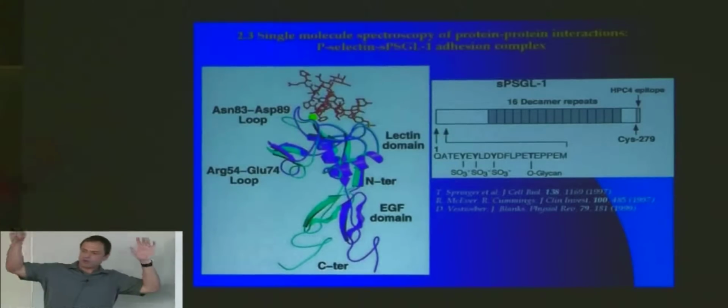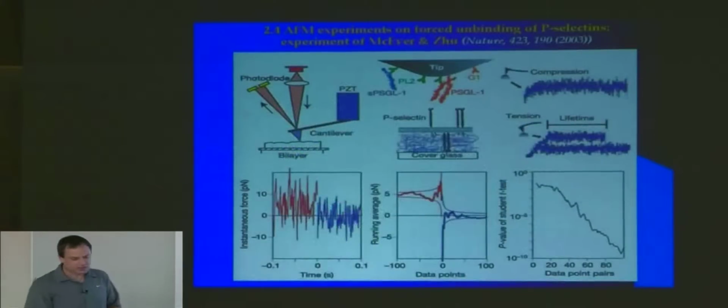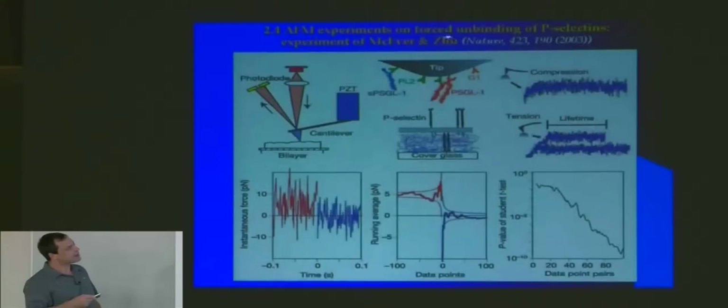So shear threshold, all these rolling cells on the cardiovascular surface, everything has been reduced just to 2 pairs of interacting molecules in order to find out the molecular origin of the shear threshold effect or catch-slip dynamics, unbinding dynamics. So this was the experiment published in Nature in 2003, in which McEver and Zhu, these were the primary 2 people who were responsible for carrying out this experiment.